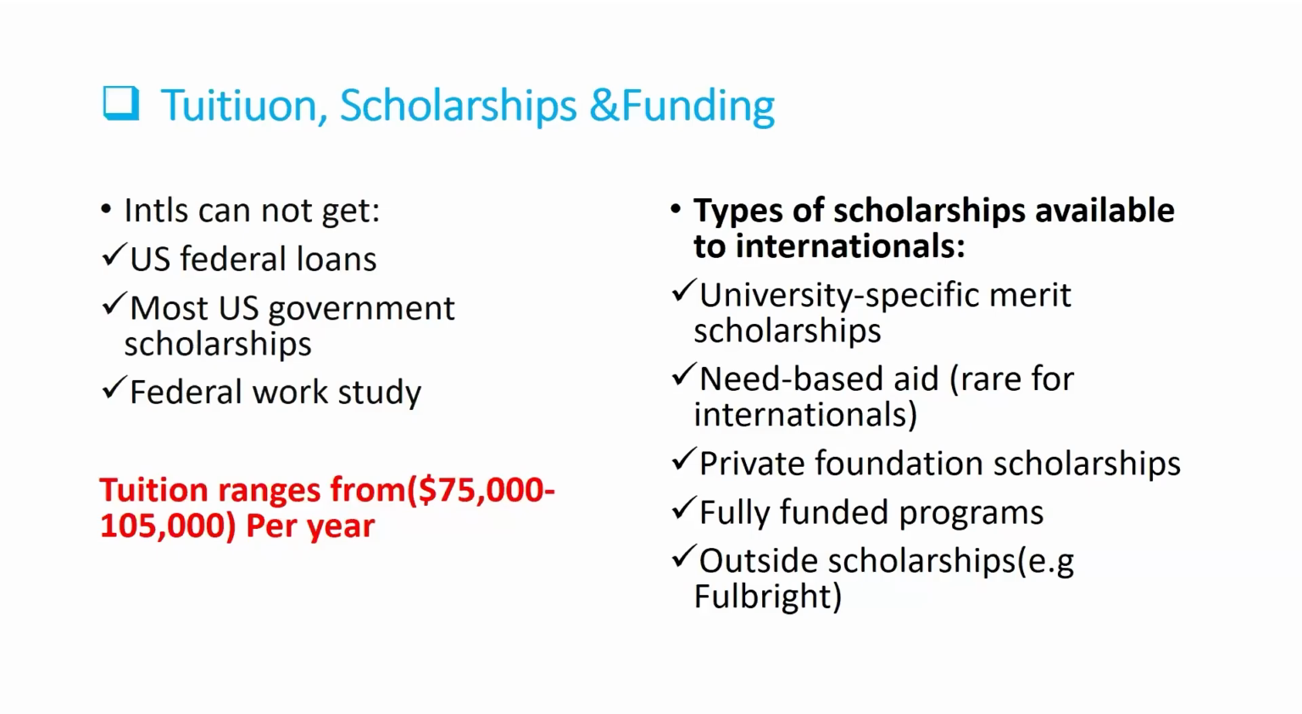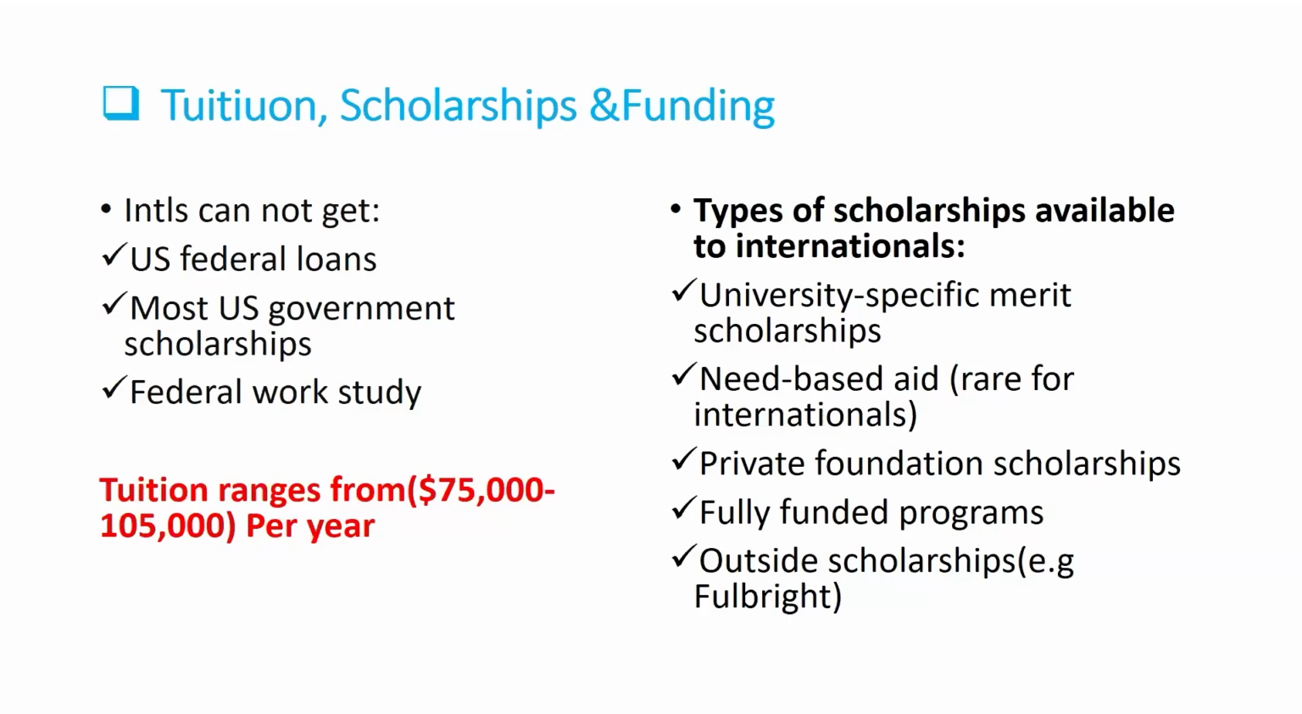So the tuition fee ranges from $75,000 to $105,000 per year. So this is a lot of money, and so it requires that maybe you have a scholarship, or if your parents are able, it will be better for you. So what are the types of scholarships that are available? Because these schools have certain types of scholarships that international students can apply for.